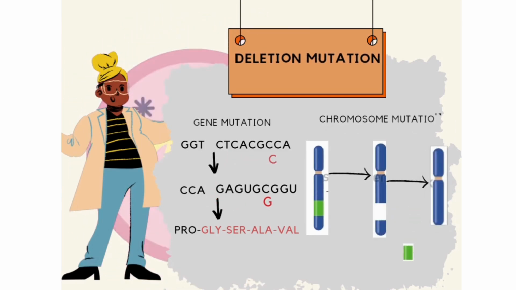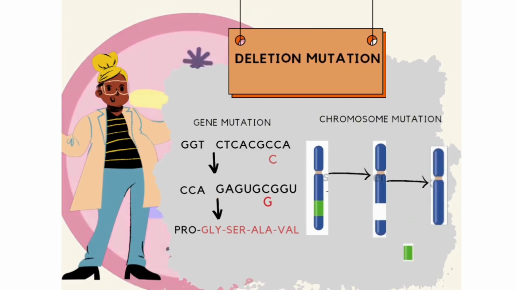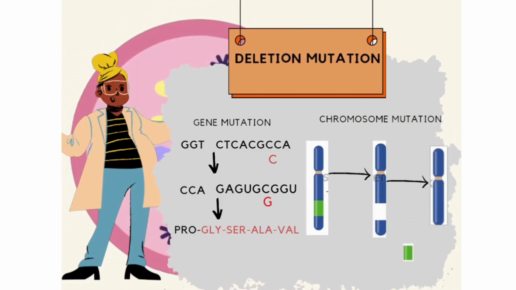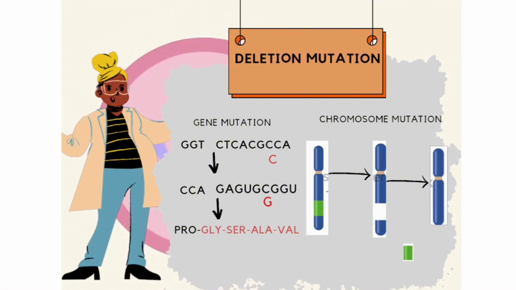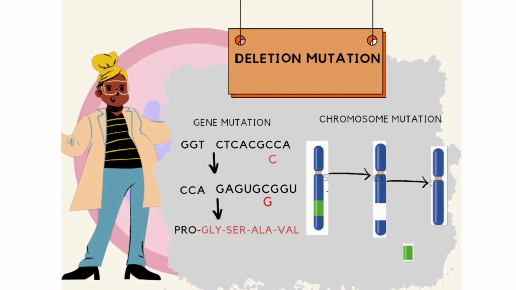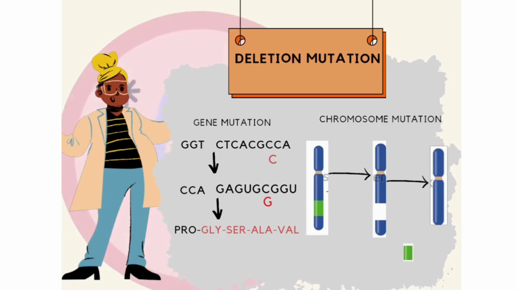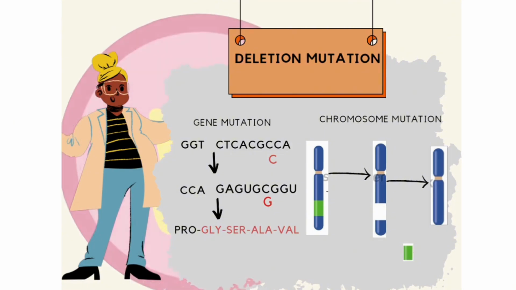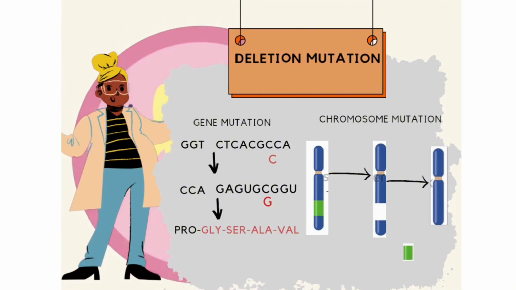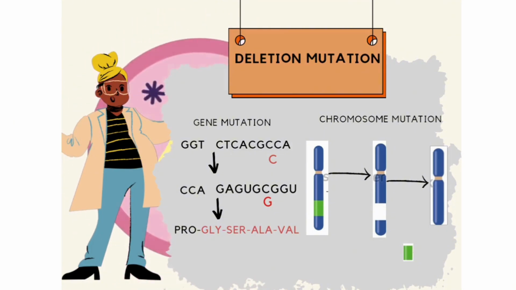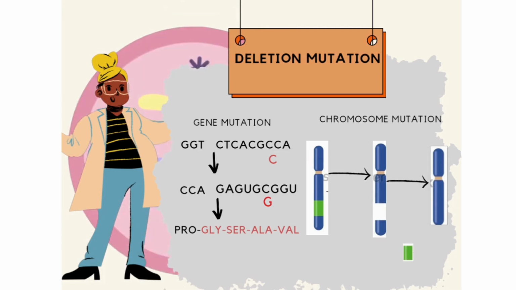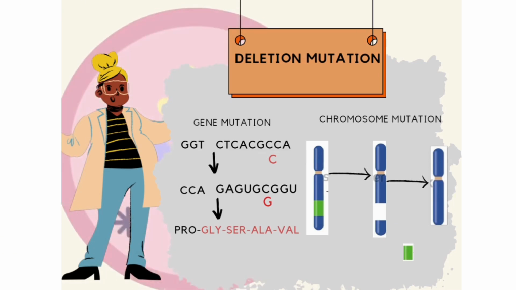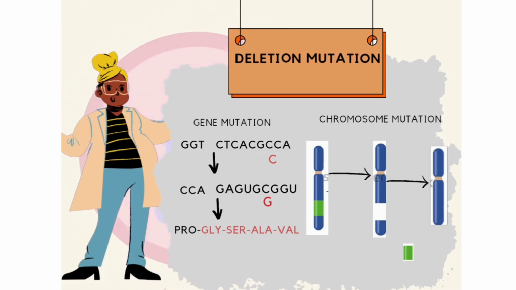A deletion is a type of mutation where a segment of DNA is lost, either within a gene or across a section of a chromosome. This loss of genetic material can disrupt normal gene function and lead to various genetic disorders or developmental abnormalities. A gene deletion occurs when one or more nucleotides are removed from the DNA sequence of a single gene. Chromosomal deletion involves loss of large chromosomal segments, affecting multiple genes and leading to broader phenotypic effects.